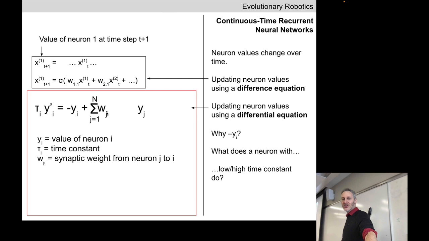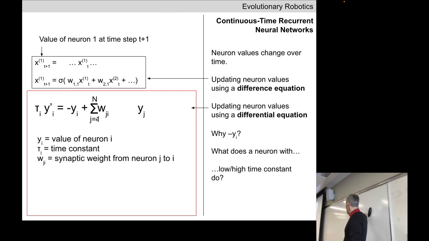how does that influence the behavior of the neuron? Imagine y sub I is zero at this point in time to make our lives easier, and imagine the time constant is one also to make our lives easier. In that case, this differential equation becomes y prime equals a negative number. What does the neuron do?